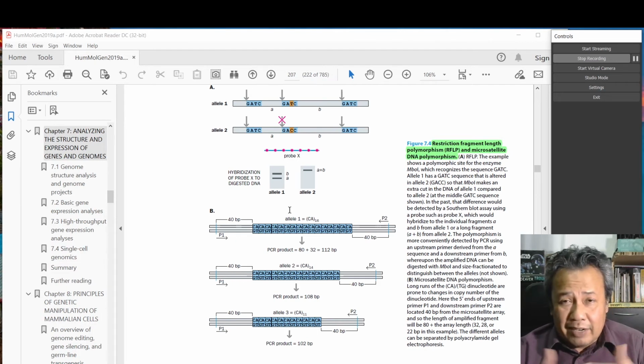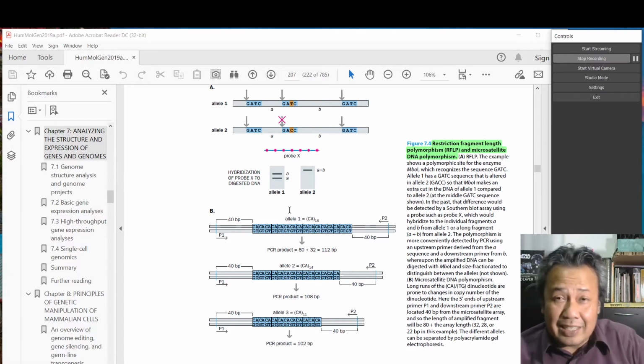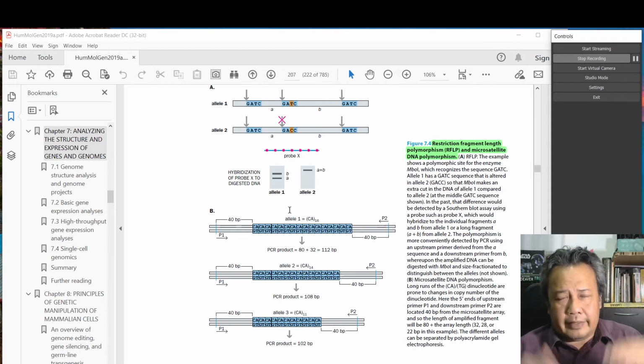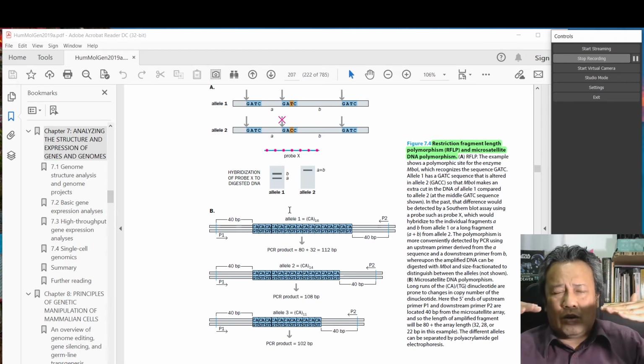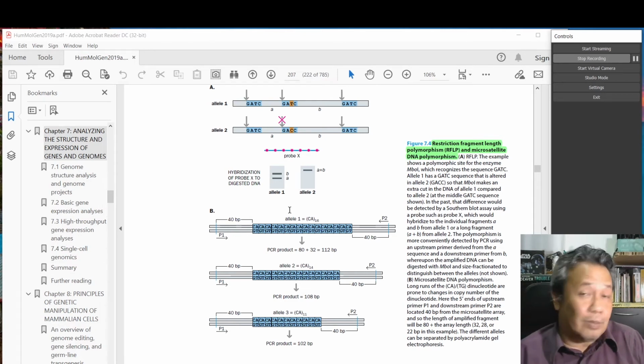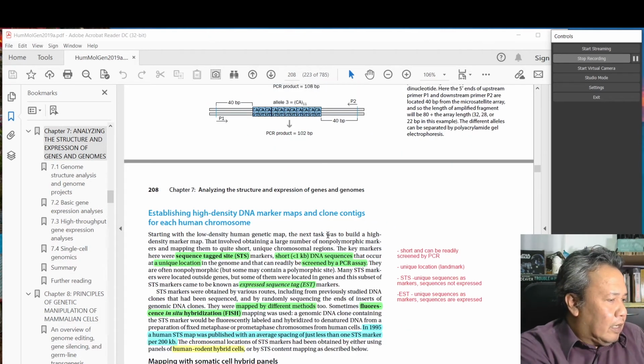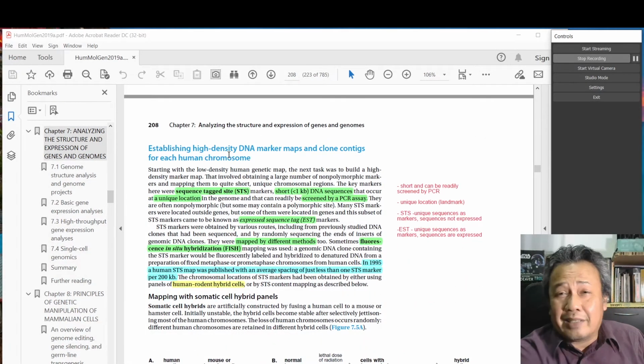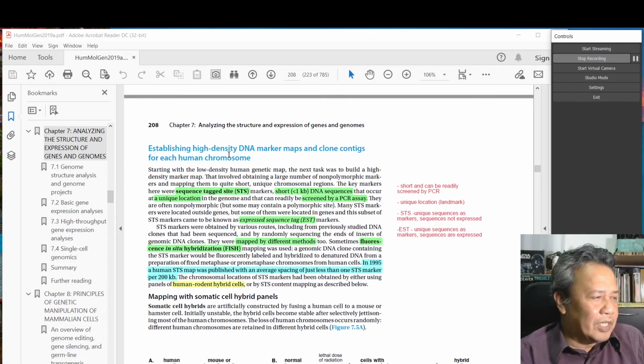Although microsatellites are very variable, the regions flanking the microsatellites are unique, and this flanking region is the marker that allows the recognition of its position in the human genome. It's unique. So, establishing high density DNA marker maps and clone contigs. Again, I think I've mentioned all that. So hopefully when you read this title, you'll know what it means. Establishing high density DNA marker maps and clone contigs for each human chromosome.